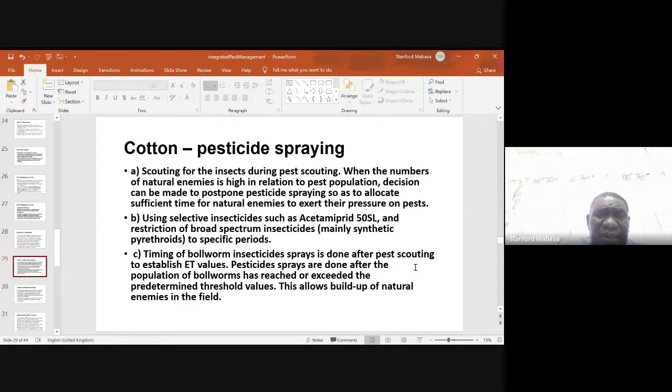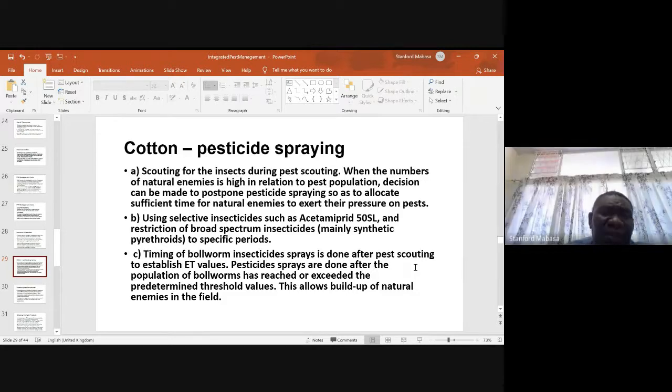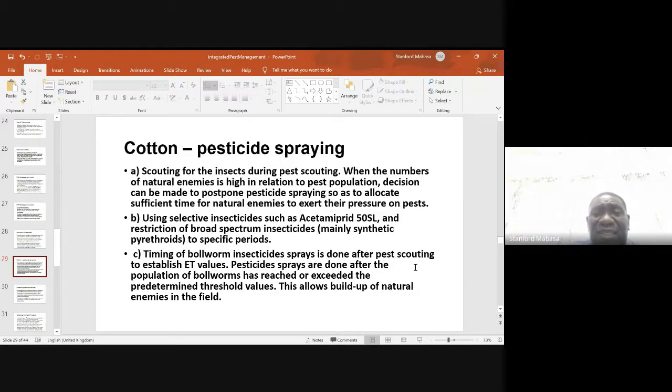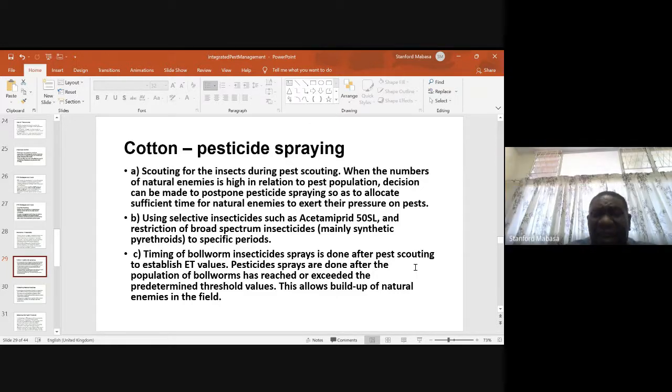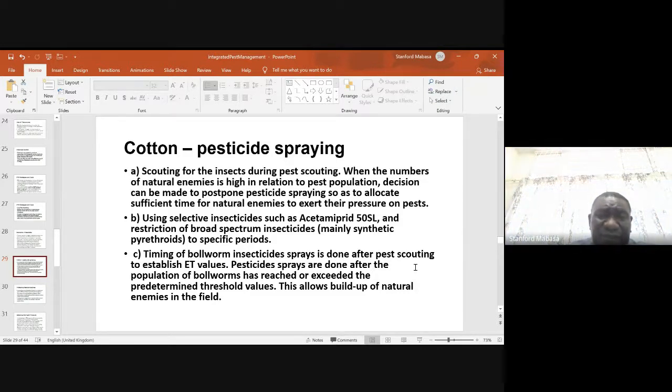Now, for cotton, cotton is a good crop because a lot of spraying is done in cotton. So when we are applying pesticides in cotton, it is important that we scout for the pests before we actually spray. When the numbers of natural enemies are high in relation to pest population, probably there is no need to spray.